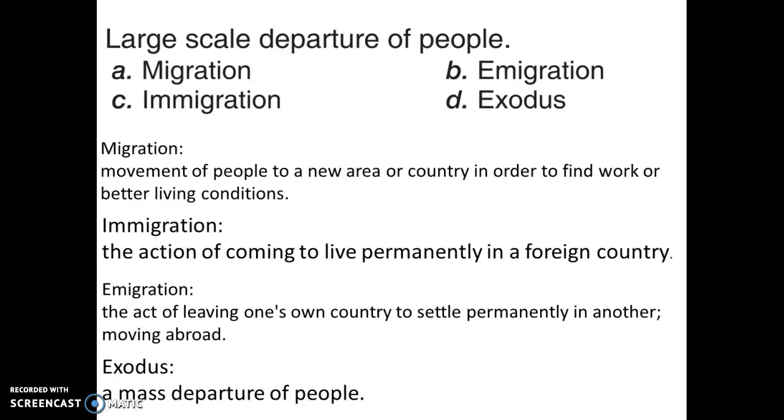Large scale departure of people. For me it was quite easy to know that it was exodus, because migration, immigration and emigration, you might have studied these three words in your geography books till 12th standard. A mass departure of people is exodus, and migration and immigration have other meanings. You can pause and check what these mean. Let's move on to the next question.